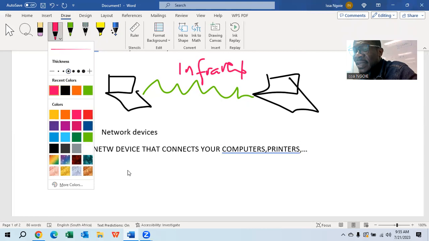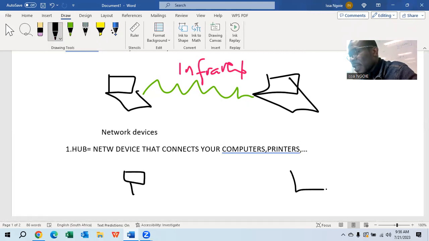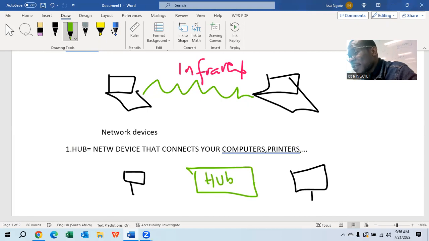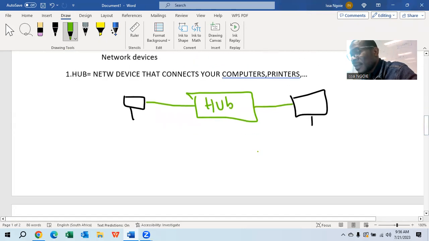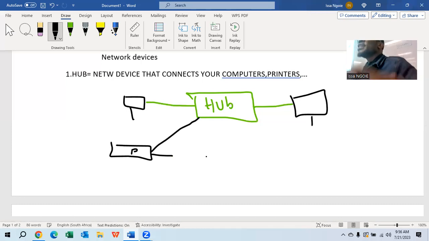So it looks like this. You have your PC here, and another PC here. In the middle, you can bring your hub. This is your hub here, and you connect those two computers to the hub. Or you can also have your printer here, and you can connect your printer to the hub. So it's a small box, and that box will have ports.